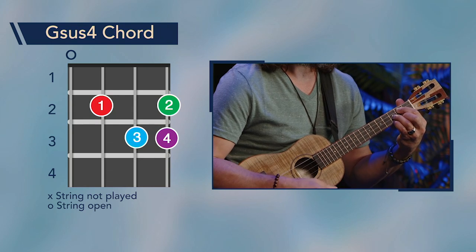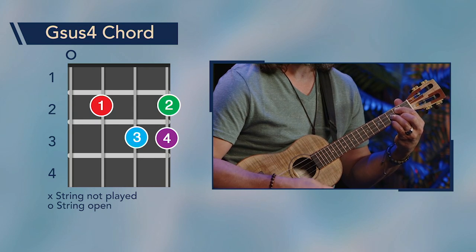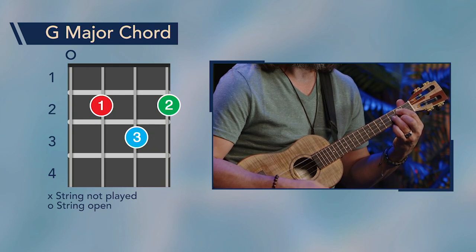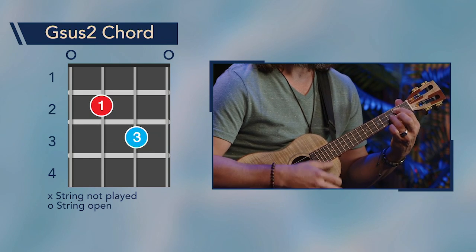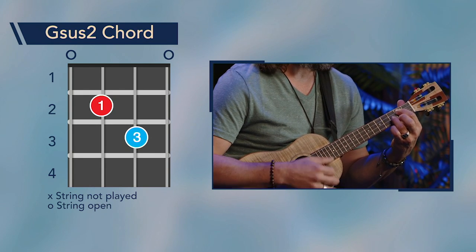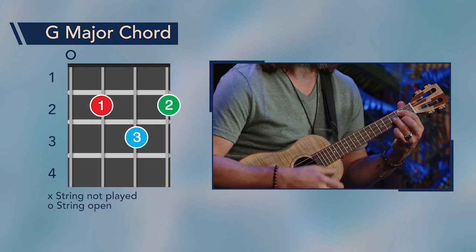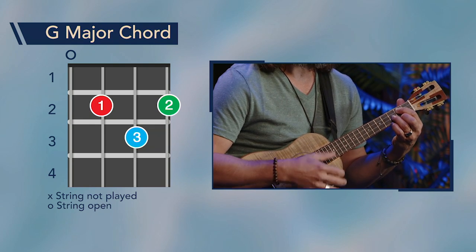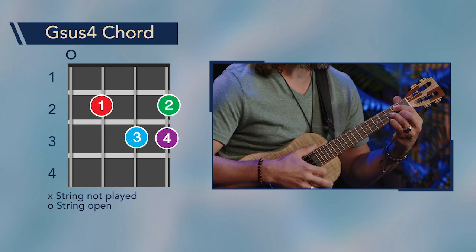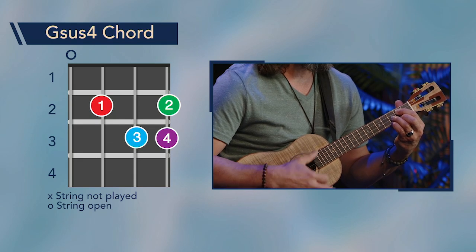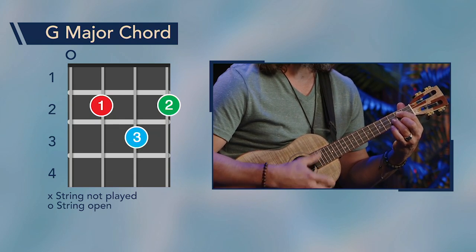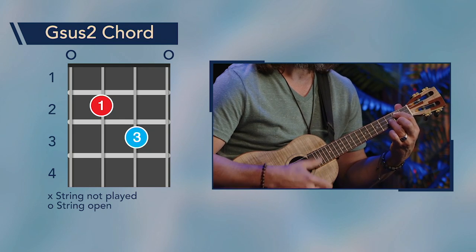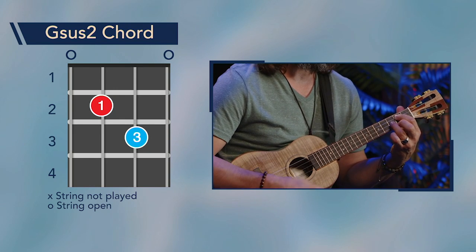Add the pinky. Remove the pinky. Remove the middle finger. And repeat. G. 2, 3. Add the pinky. sus4. Back to G. Remove the pinky. And sus2. Remove the middle finger. End with a G.